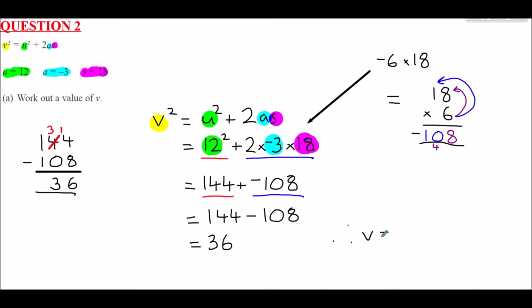Therefore v is going to be plus or minus the square root of 36. It says work out a value of v, so we can just probably go for the most obvious one and say let v equal positive 6. And that's all we need to do for that question. So v is either plus 6 or minus 6, but v being positive 6, I would suggest is the most obvious option to go for.